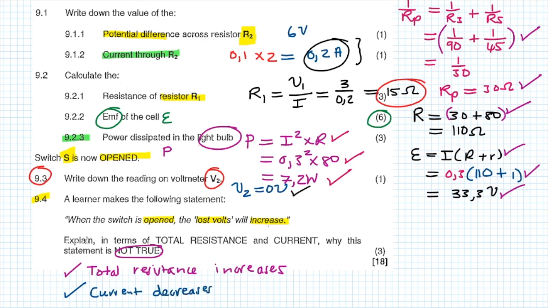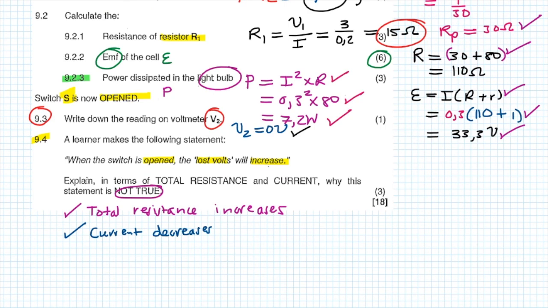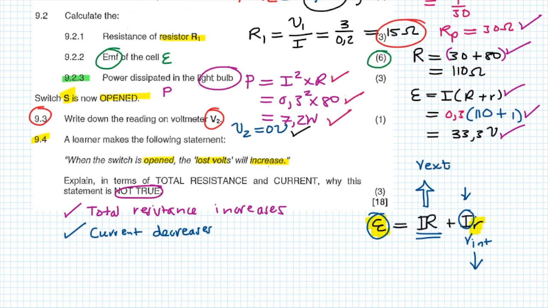So the current decreases. Now, given that we have a formula, E equals IR plus Ir small r, where we know that the EMF is constant and the internal resistance is constant. If the current decreases, then it means V internal with its constant internal resistance is going to decrease as well. Since the EMF is constant, it means that this value is going to increase to compensate for the internal decreasing. But in this case, we're not interested in the external, which is on the left-hand side. We're only interested in the internal.